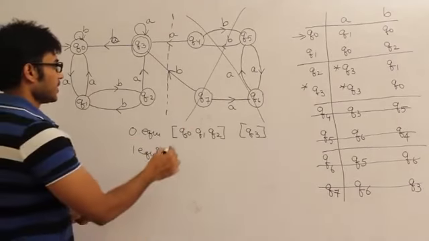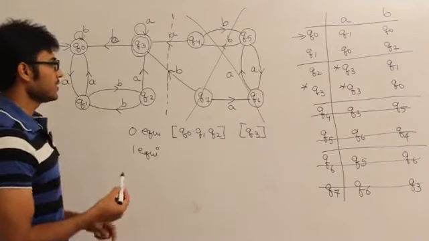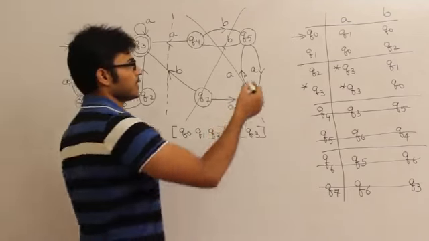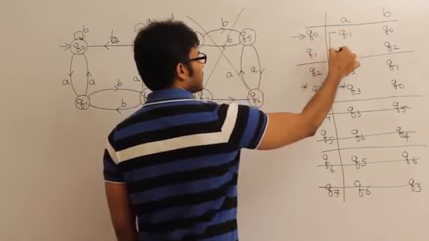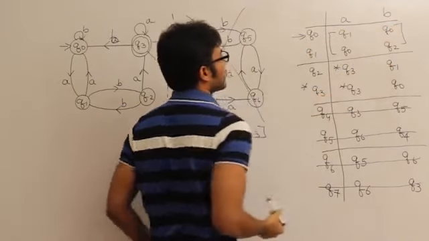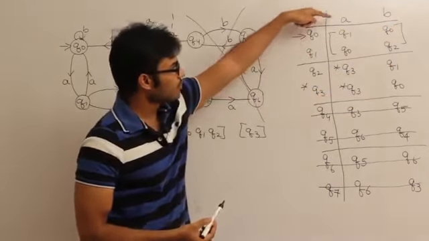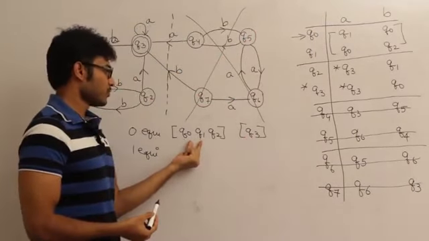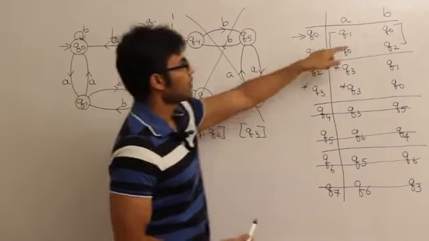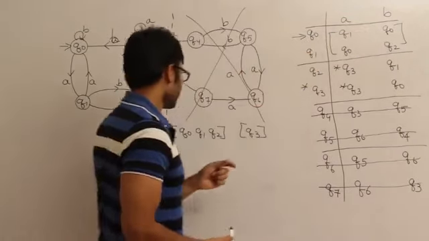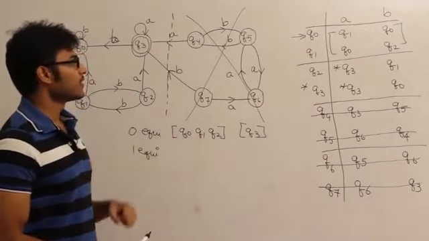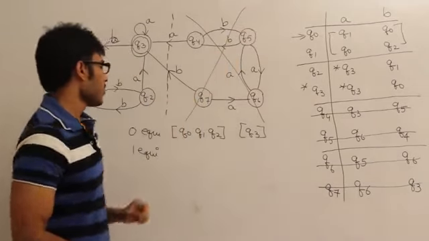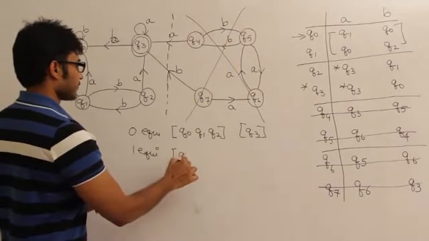Now let us see if Q0 and Q1 are 1 equivalent or not. How can you check it? Take Q0 and Q1 and see their transitions, how they are behaving. Q0 and Q1 on small a are going to Q1 and Q0. Both are in the same group. On b they are going to Q0 and Q2. Both are in the same group. Therefore, Q0 and Q1 are 1 equivalent.